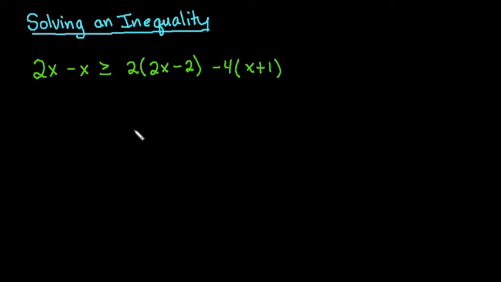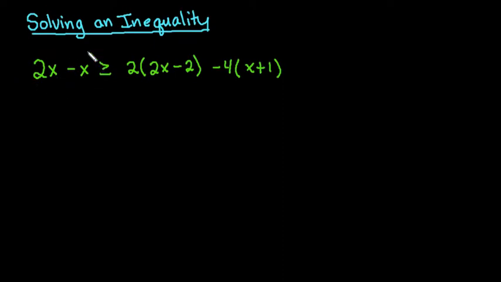Hi, for this example, what we're going to do is solve an inequality. This one does have a lot more steps than some of the other ones that I've done. What you always want to do with an inequality is treat it like an equation. And the first step is to always simplify both sides. So when you're solving an inequality or an equation, you want to just focus on one side at a time.